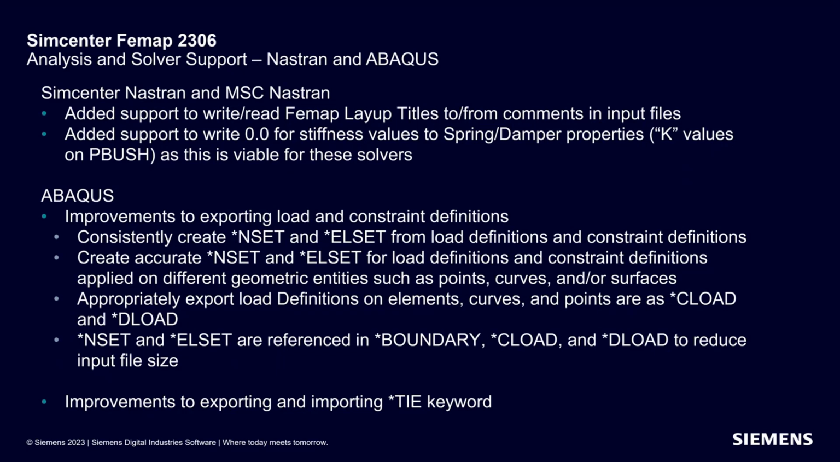Maybe something that somebody asked for, because it was probably a PR. We added support to write out 0 for stiffness values for spring damper properties, so K values on a PBUSH, as this is viable for these solvers. I think some people might have had models with them. We were failing. Now we're not.